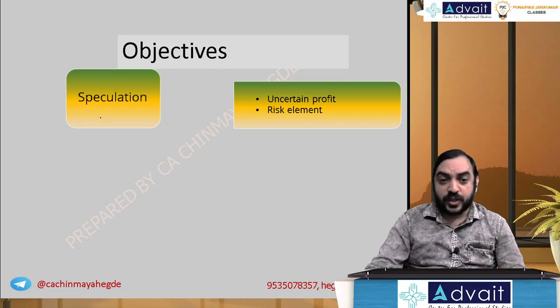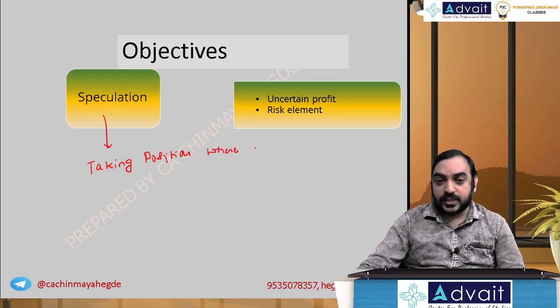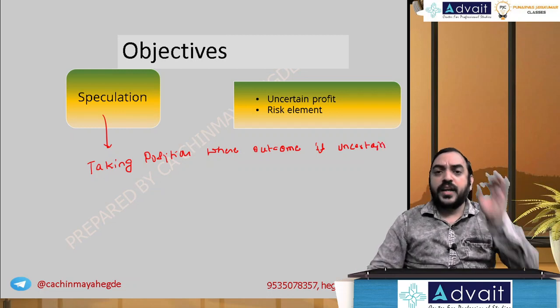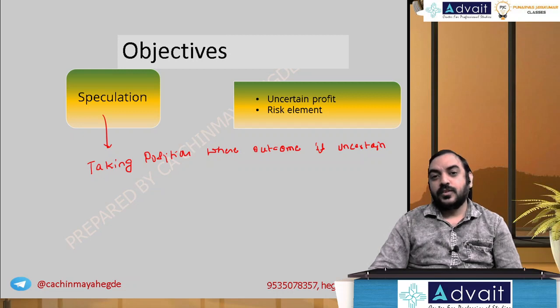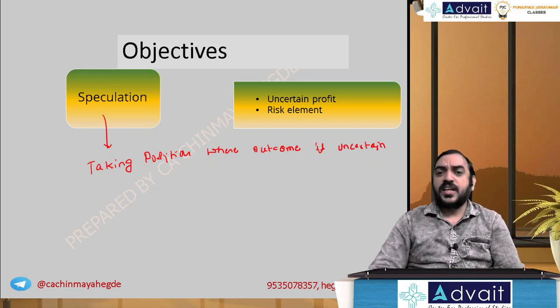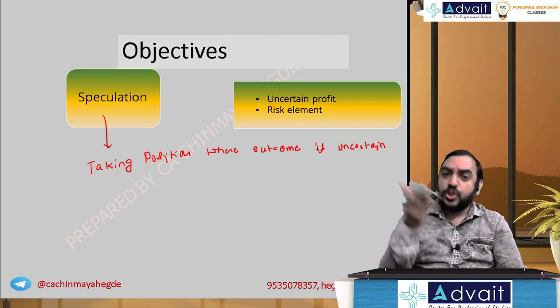Let's write down: speculation is taking a position or doing some activity where the outcome is uncertain, unknown. You are writing CA exams. Is it speculation? Exam is speculation only. Why? Because you don't know the question paper.